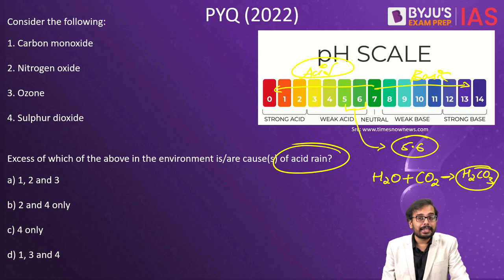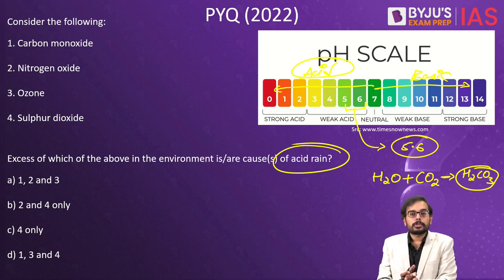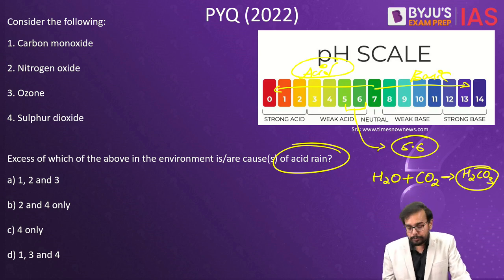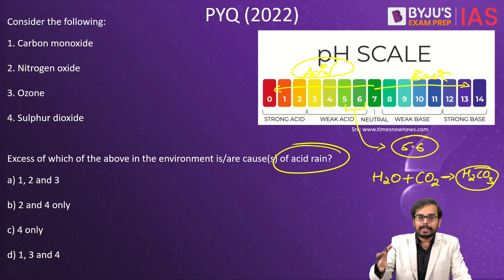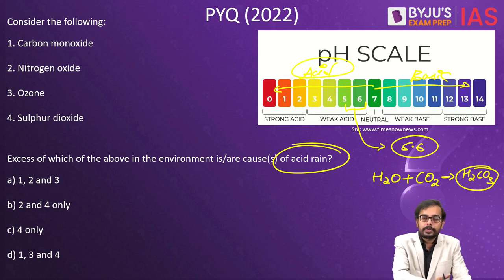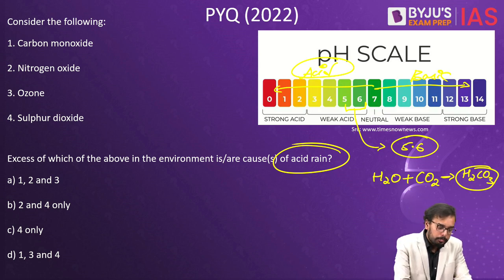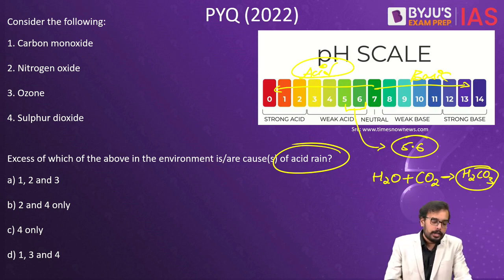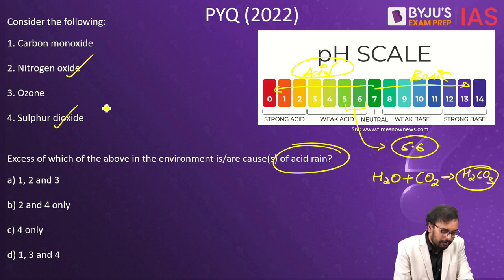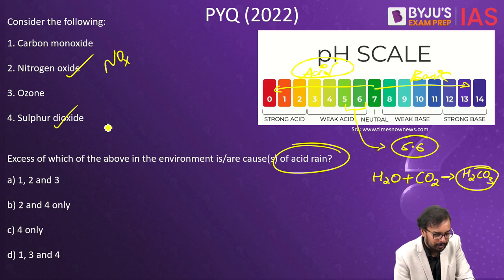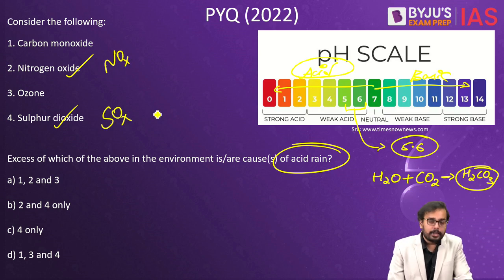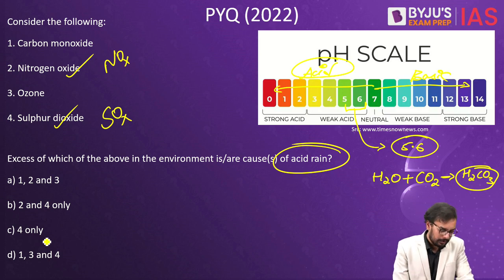Then what is acidic rainfall? Any rainfall whose pH is less than 5.6, we call it acidic rainfall. So normal rainfall is up to 5.6. And which pollutant causes acidic rainfall? It is your nitrogen oxides and sulfur dioxide. We call them NOx and SOx. Your NOx and SOx lead to acid rainfall. So the answer is B.